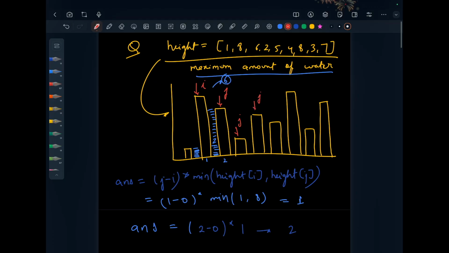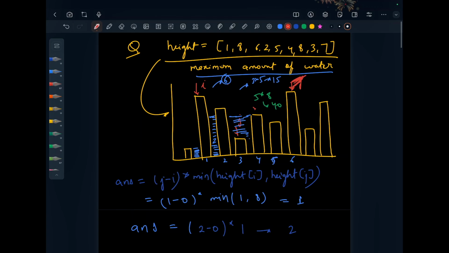If we are at this one, we can fill till here, so our new answer will become, the distance is 4 minus 1, it will be 3, and the height we have here is 5, 3 into 5, so it will be 15. So between these new i and j we can fill 15 amount of water. So let's directly move to this pillar, and the distance will be 6 minus 1, it is 5, and the height we can take here is 8, so it is 40. So between these i and j we got our answer 40.